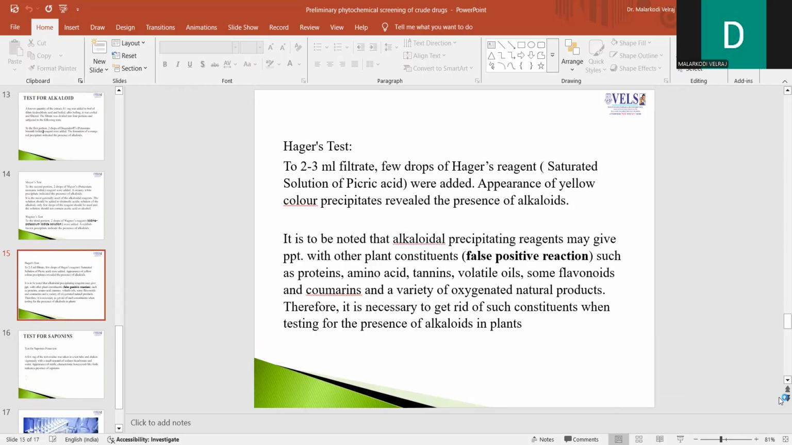Hager's reagent. To about 2 to 3 ml of the filtrate, a few drops of Hager's reagent, which is a saturated solution of picric acid, was added. Appearance of a yellow colored precipitate revealed the presence of alkaloids.